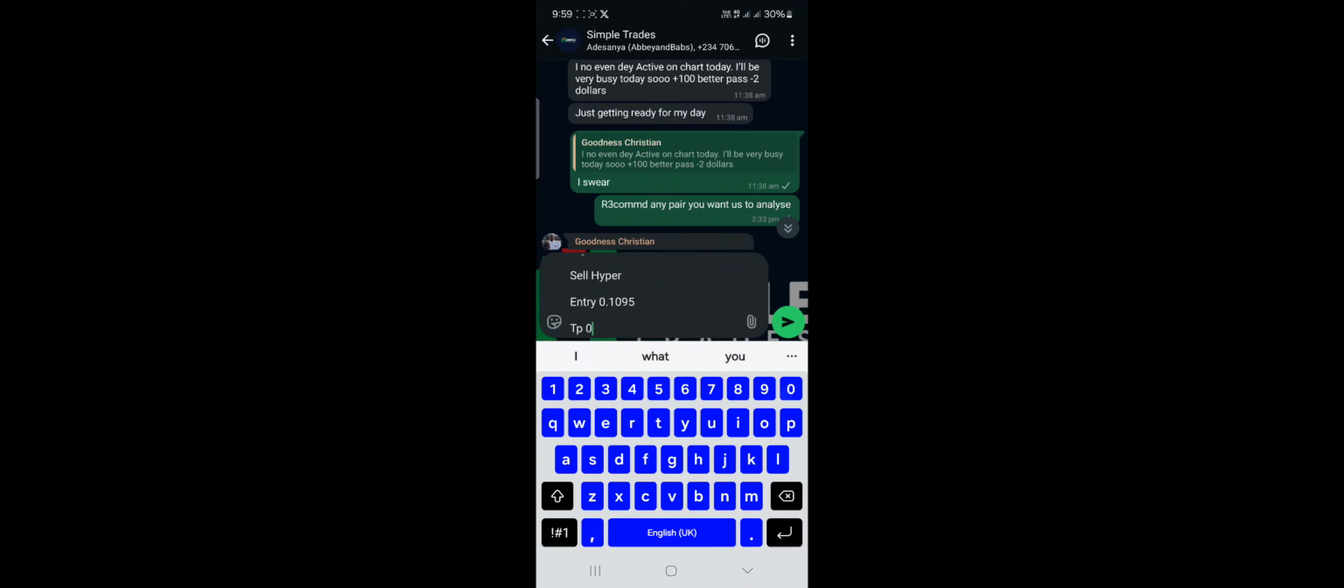Entry 0.1095. TP: 0.107, 0.1045, 0.1013, 0.0986. So TP 0.107, 0.1045, 0.098.